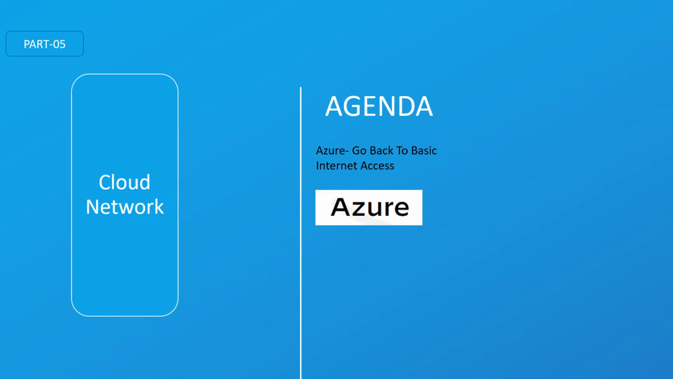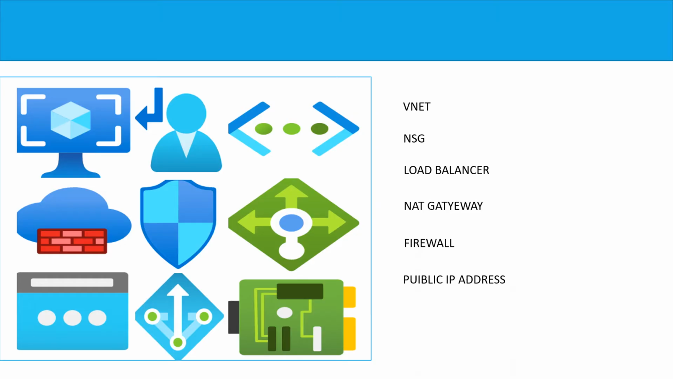Hey everyone, my name is Ajay, and in part 5 we are going to discuss some of the basics: how to provision VMs, and how we can provision multiple NICs and access the internet. Going forward, we are going to discuss what is VNet, what is NSG, what is the load balancer, NAT gateway, firewall, and the public IP address.